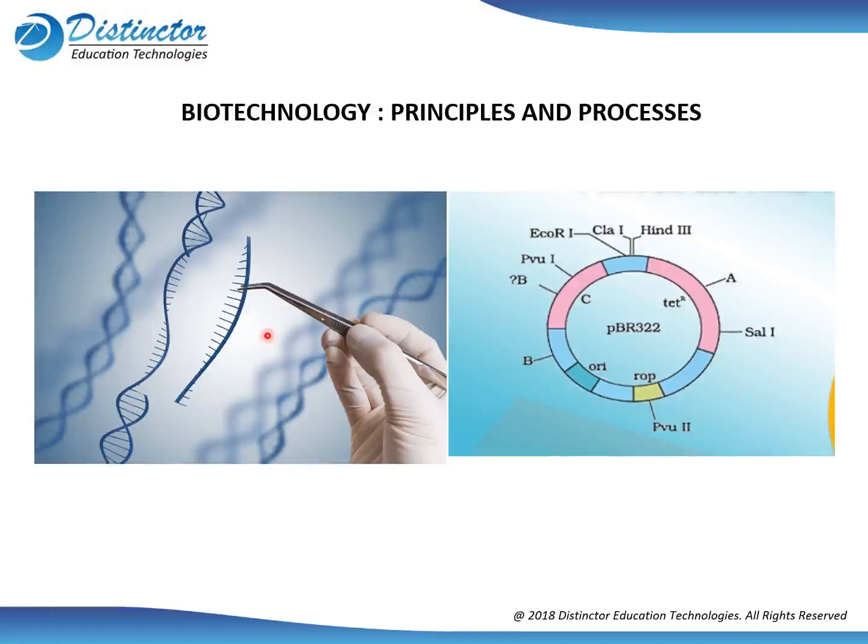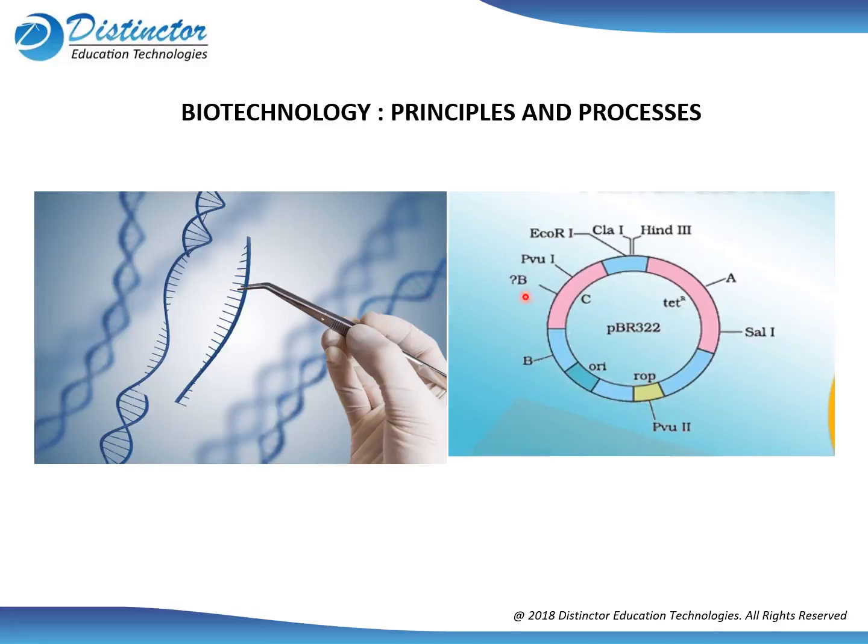Hello everyone. Now we are going to move on to the third KIMS in the biotechnology principle and process. So until now, in our first KIMS we learned about what is biotechnology, and in the second KIMS we learned about restriction enzyme tools which are used in recombinant DNA technology. So that was the first one, restriction enzyme. Now we are going to move on to the second tool, that is called a cloning vector.